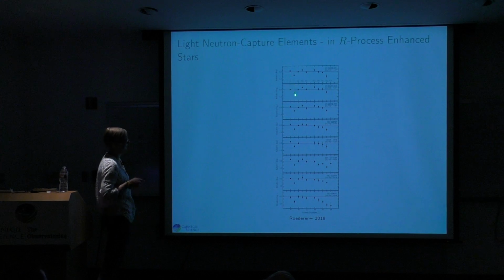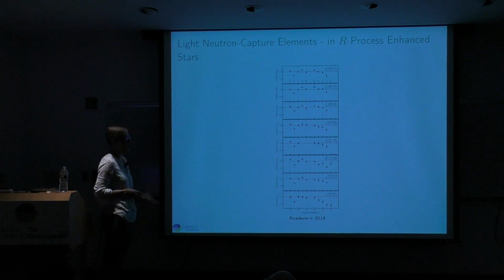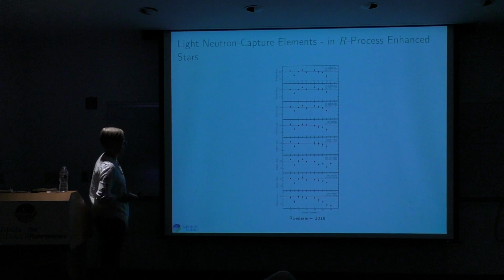So yttrium, for instance, is low in all of them. And we have this downward trend, which seems to be consistent all the way down. So it seems that within the class of R process enhanced stars, there is some similarity in the light neutron-capture elements. But again, we don't really know what causes it.